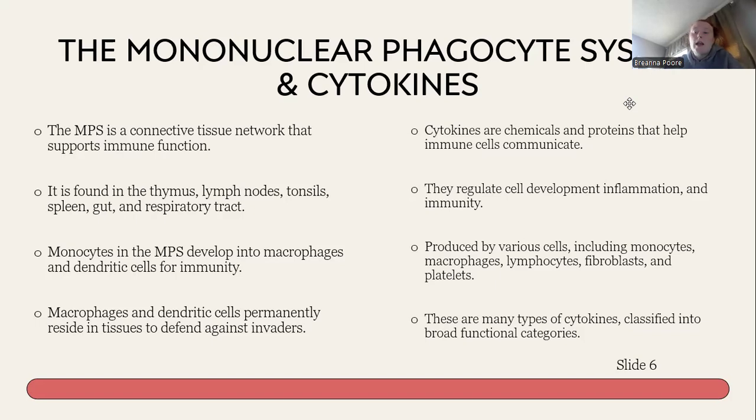Cytokines are chemicals and proteins that help immune cells communicate. They regulate cell development, inflammation, and immunity. They are produced by various cells, including monocytes, macrophages, lymphocytes, fibroblasts, and platelets. And there are many types of cytokines that are classified into broad functional categories.